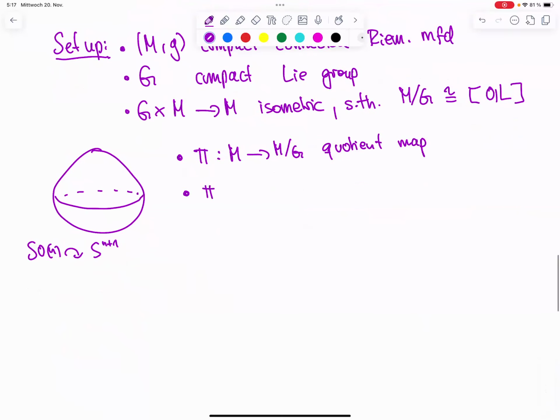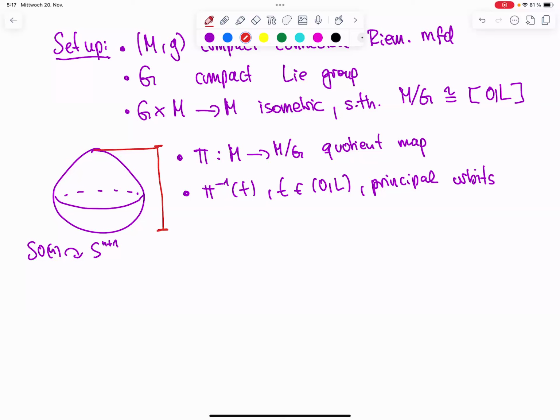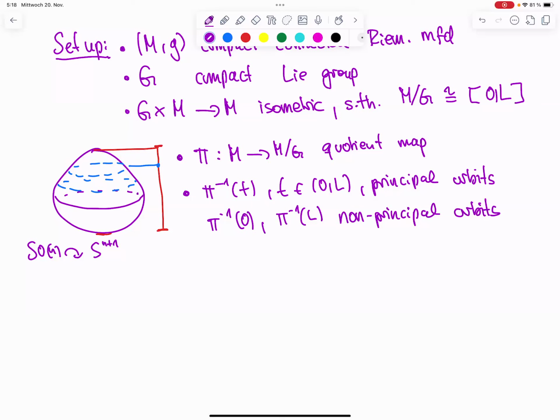The fibers of t, where t is in the open interval (0, L), are principal orbits. So in this example here, everything projects to this closed interval, and this is an example for one of these principal orbits. And the fibers over 0 and L are non-principal orbits. In this example here, exactly the north and the south pole of the sphere.